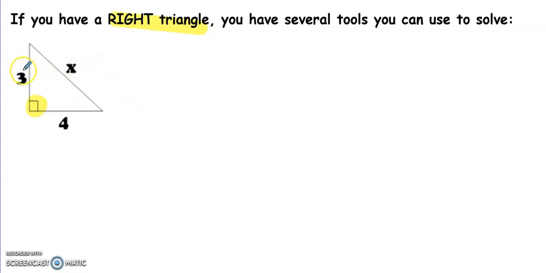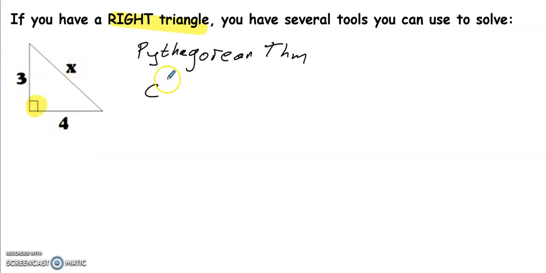This one says, hey, this leg is 3, this leg is 4. Please find the hypotenuse. When we know 2 sides of a right triangle and are looking for the 3rd side, we can always use the Pythagorean theorem. So for this triangle, we are going to use the Pythagorean theorem. Why? I know 2 sides and I want to find the 3rd one. The Pythagorean theorem says c squared equals a squared plus b squared.